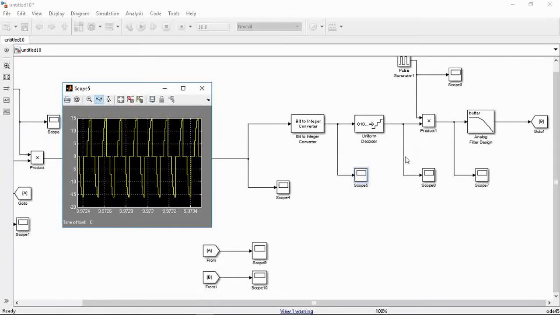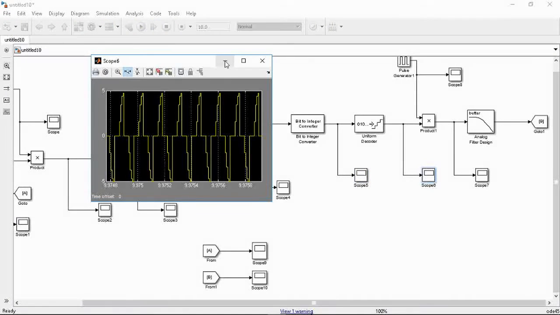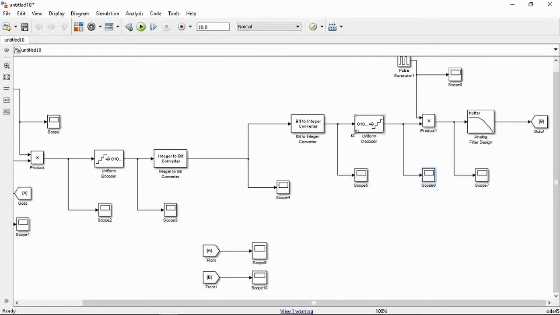After that, the signal goes to the uniform decoder and produces the decoded PCM. As we can see from the signal decoder, PCM by bit is for scope 8 of the pulse generator.